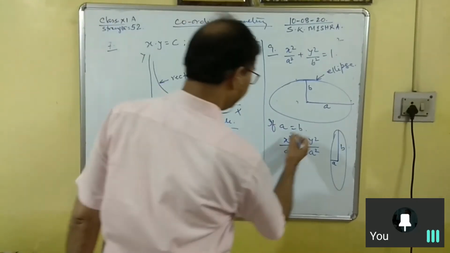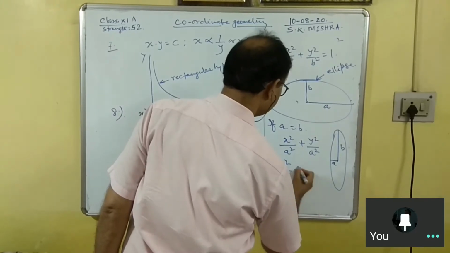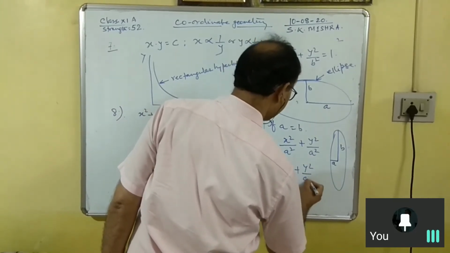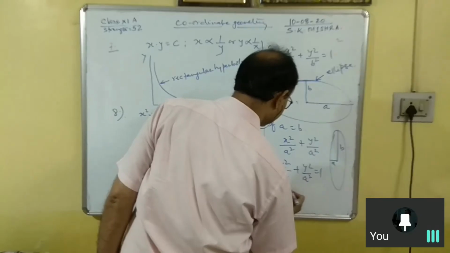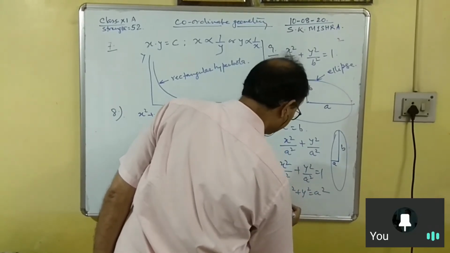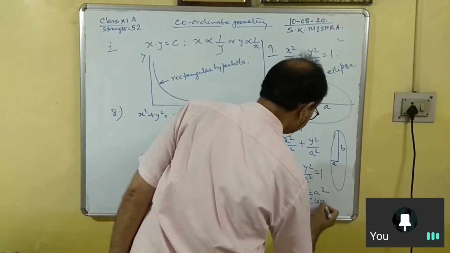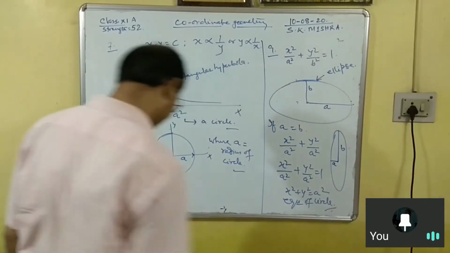Then if A is equal to B, it will be the equation of a circle. Then x square by a square plus y square by a square is equal to 1, so x square plus y square is equal to a square, which is nothing but the equation of a circle. This represents a circle.